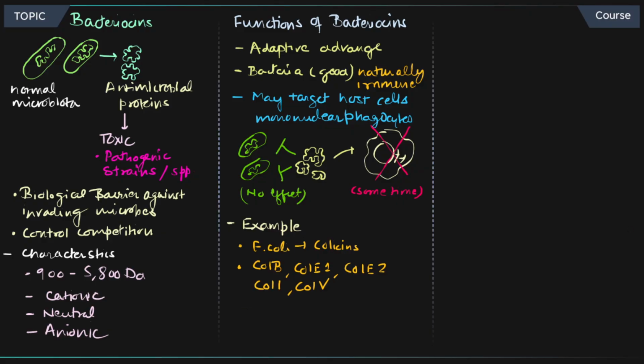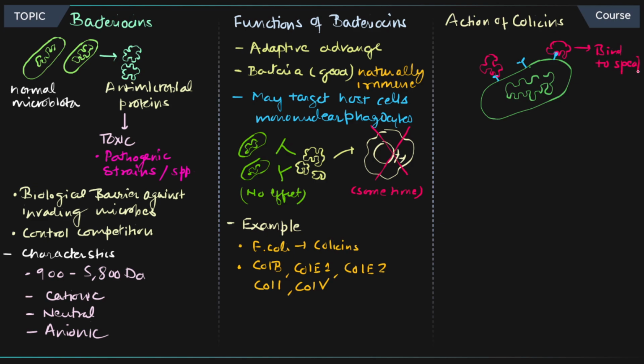Now let's talk about action of colicins, how they actually work. Very interesting mechanism of action. So let me draw the bacteria first, and then I'll show you the targets. Different targets are there. This is the DNA in the center. Now these can target specific receptors. In bacteria, we have different receptors. So these can bind to specific receptors that are present on the bacteria and affect their function.